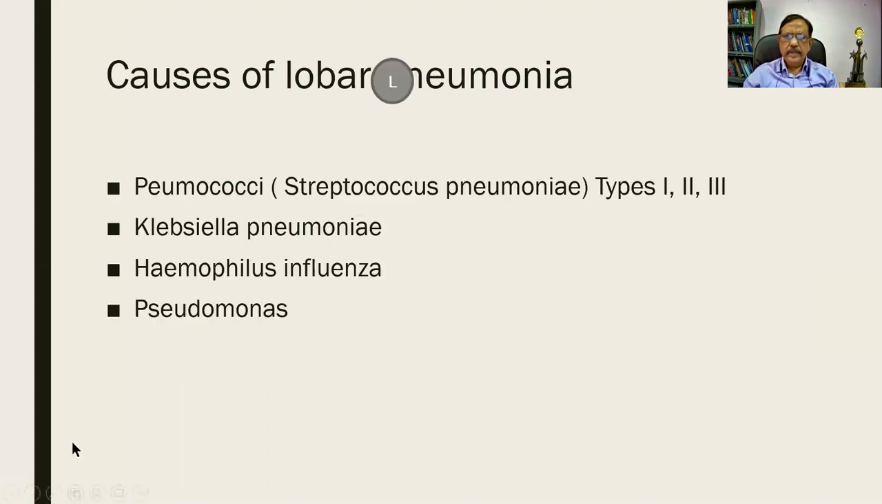The organisms are pneumococci. It is also called Streptococcus pneumoniae, in which the types 1, 2, and 3 are there. The 3 is supposed to be more virulent. Pneumococcus, Klebsiella pneumoniae, Haemophilus influenzae, and Pseudomonas aeruginosa. These are all various bacteria which can cause a lobar pneumonia.